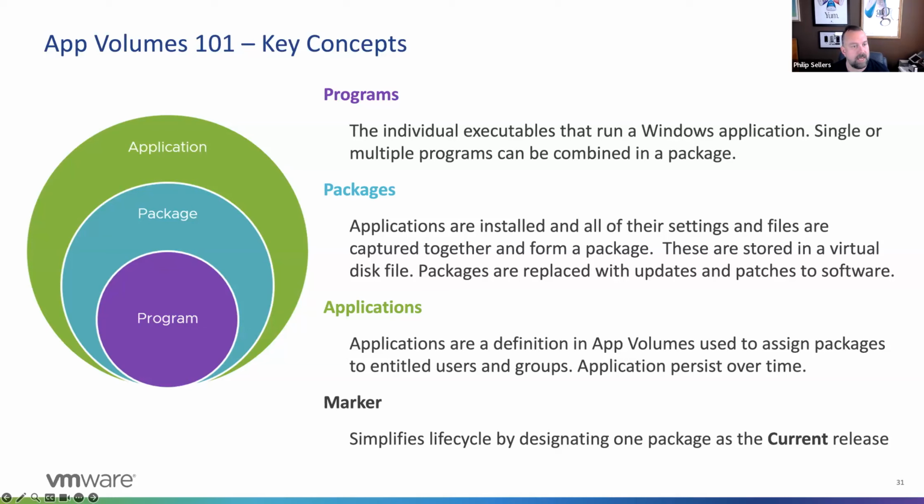Well, the latest version of that application is something called a package. Applications are installed inside of a package. That's what becomes the VHD or the VMDK. And that's going to have all the files, settings, registry entries, everything that is captured during the packaging process. Packages are a point in time thing. So as we talked about, you'll have a base package, then you'll patch it for the next version, the next service pack or the next version release of the application. And then you'll package it again when the next update comes out and the next update. So packages are point in time references of a group of programs.